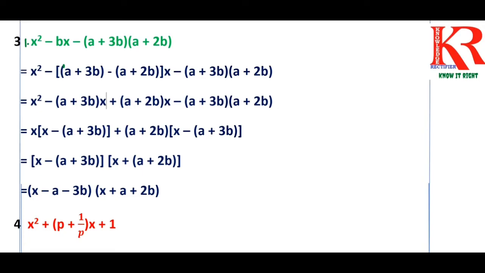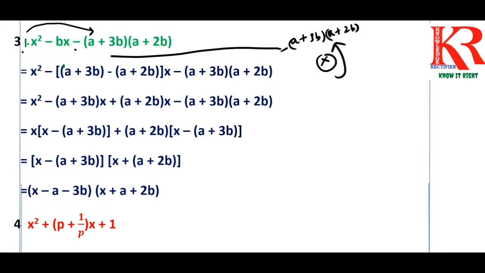Now we will see this question number 3, which is very much similar to question number 2. Here, what is the hint? 1 into this gives you a plus 3b, a plus 2b, and plus minus gives you minus. So find two numbers. When you multiply you get a plus 3b, a plus 2b, and when you subtract you get how much? B, because B is the middle term here.